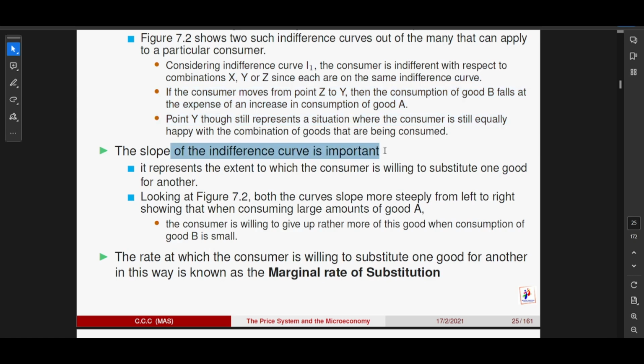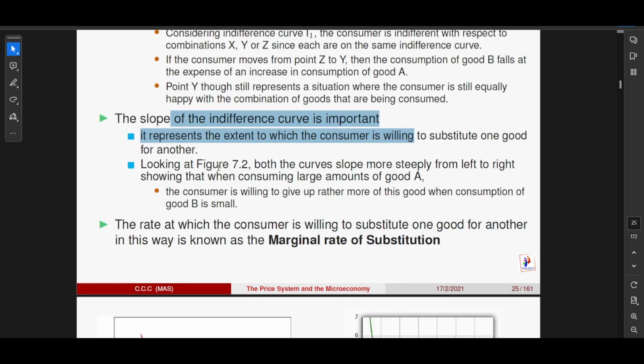It says the slope of the indifference curve is important. It represents the extent to which the consumer is willing to substitute one good for another. Looking at the figure, both curves slope more steeply from the left to the right, showing that when consuming a large amount of good A, the consumer will be willing to give up rather more of this good when the consumption of B is small.